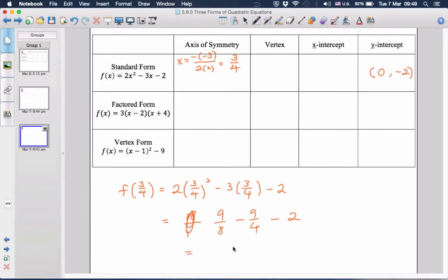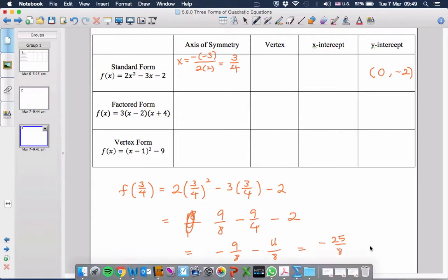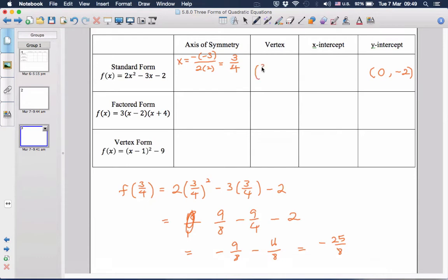That will be a common denominator of 8. Negative 9/8 minus 16/8. That would be negative 25/8. Okay, so putting it together, we've got a nice value of the vertex. And x-intercept.